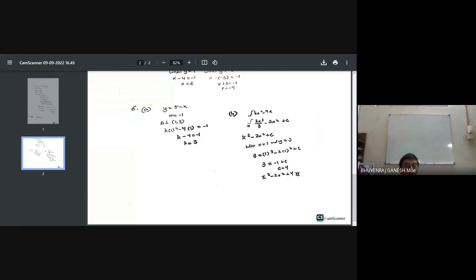I'm going to start presenting. I'm going to present the question in CamScanner. Okay, can everyone see? Yeah.